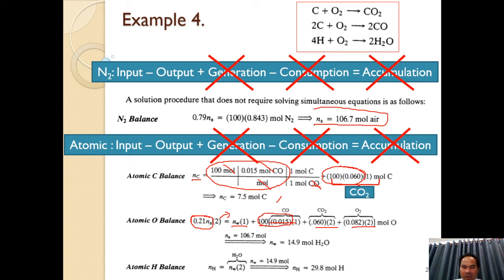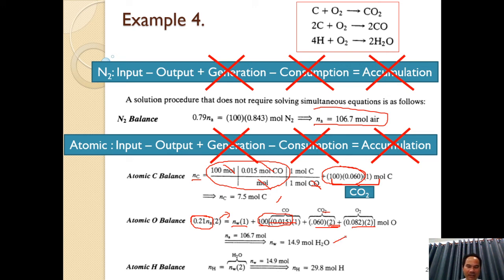The third term is CO2. That's right. 2. What is 2? 2 means 2 mole atomic oxygen from 1 mole CO2. 0.06 multiplied by 100 is the amount of CO2 output. And this is based on O2. That's right. 0.082 multiplied by 100 is the amount of O2 output. And all you need is mole oxygen. The only unknown is NW. You calculate for NW.